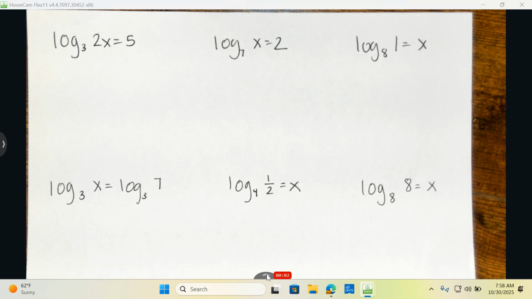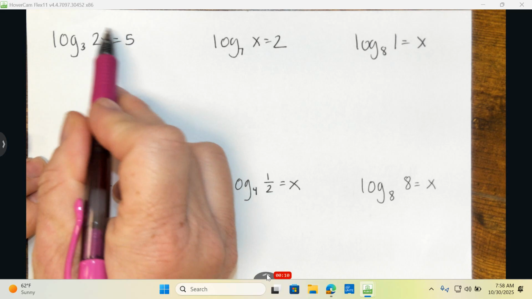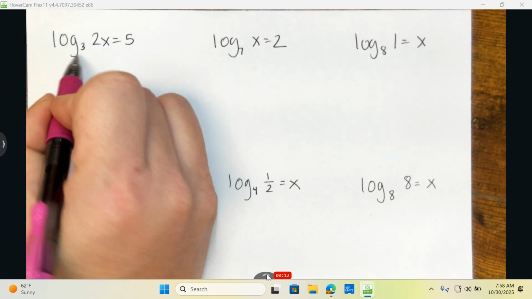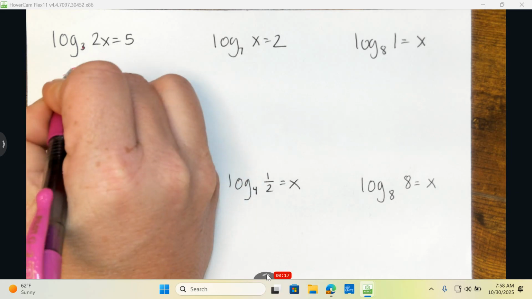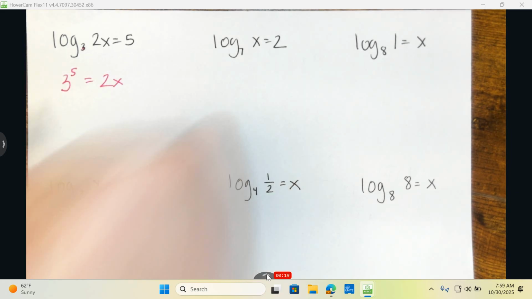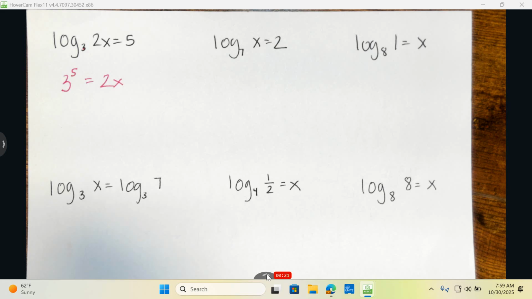In this last section of Unit 7, Lesson 3, we are going to solve for x, but we're not going to use a calculator. So I'm going to start by writing this in exponential form. The base is 3, raised to the value on the opposite side of the equal sign, equals 2x. Now I need to figure out what is 3 to the 5th.